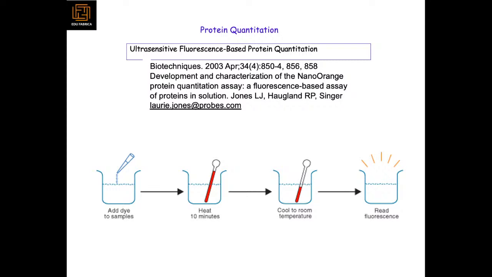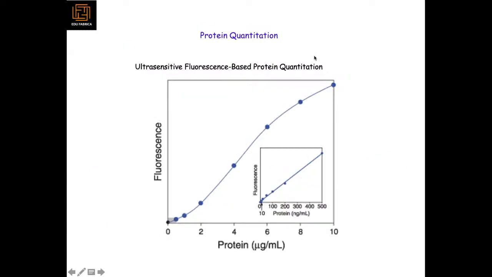This is also one of the latest techniques, identified in 2003 by Jones. Pretty good actually. So this is how you get the results. On the y-axis is the fluorescence, on the x-axis is your protein concentration in microgram per ml, 2, 4, 6, 8 and 10. With the increase in fluorescence, your protein concentration increases. So once you have measured the fluorescence, based on that you can predict the concentration of your protein itself.